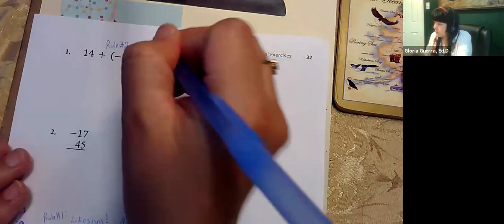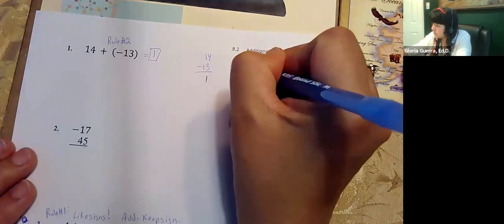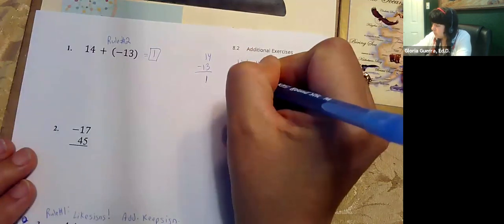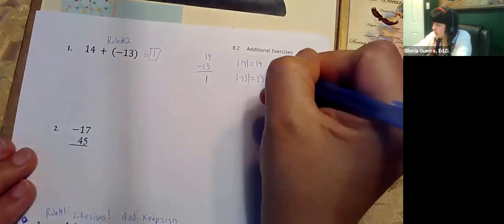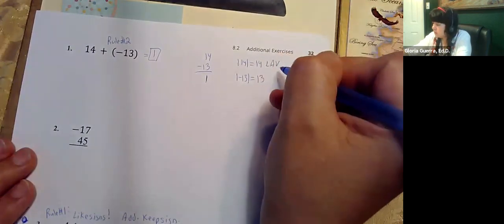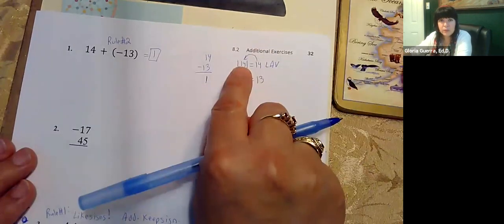Okay. So the absolute value of 14 is 14. The absolute value of -13 is 13. And 14 has the larger absolute value. And when you backtrack, see, it's positive. Okay.